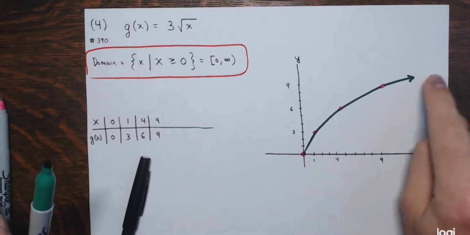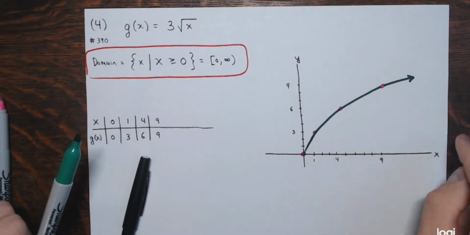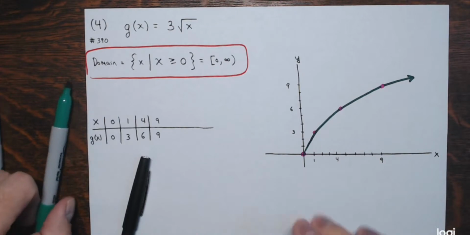And it's going to be going up forever, right? If I plugged in 16, I'd get 12, and if I plug in 25, I'd get 15, right? And there we go. There's our graph.